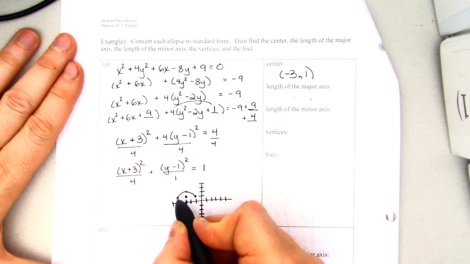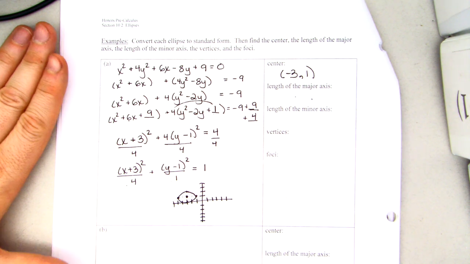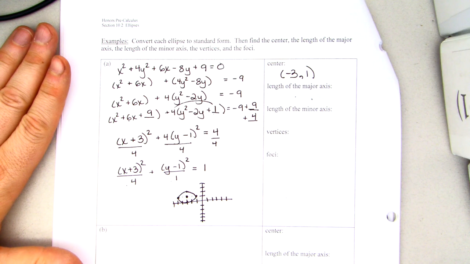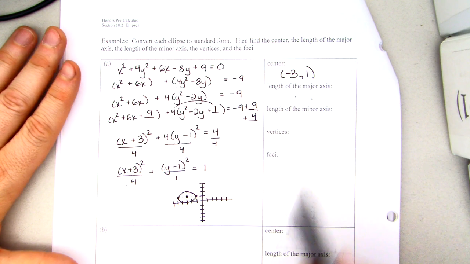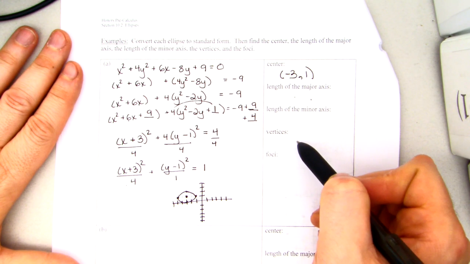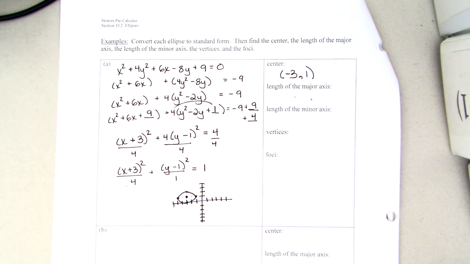There is my ellipse. How about you pause the video and now try to do length of major axis, minor axis, vertices, and foci, and for foci, you've got to find your c value. Pause this. Again, please actually do pause it and try that.